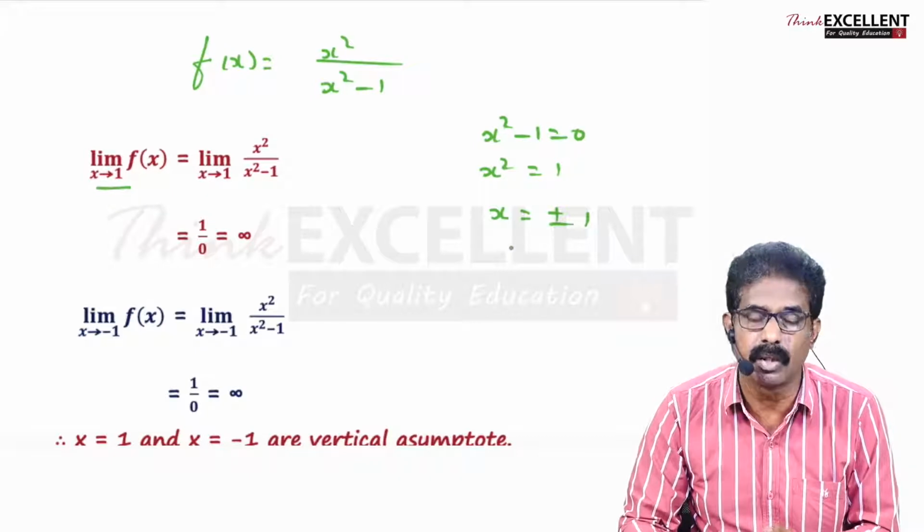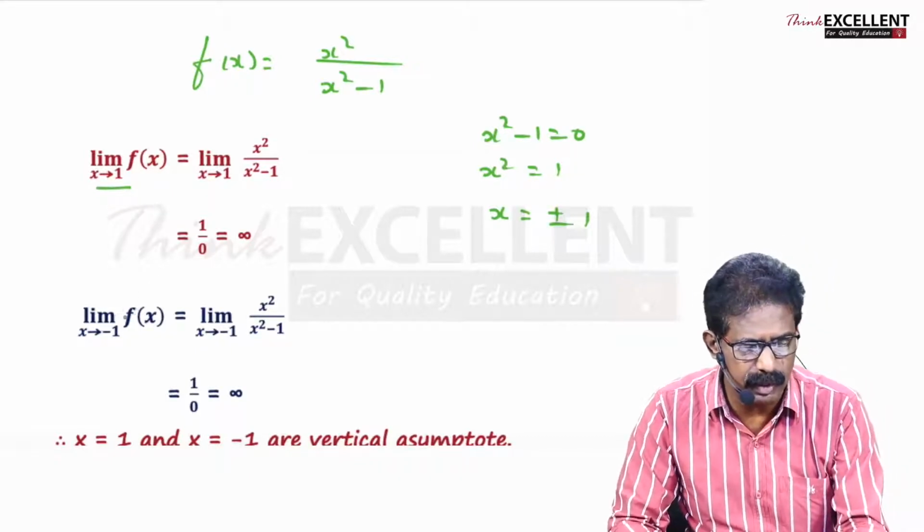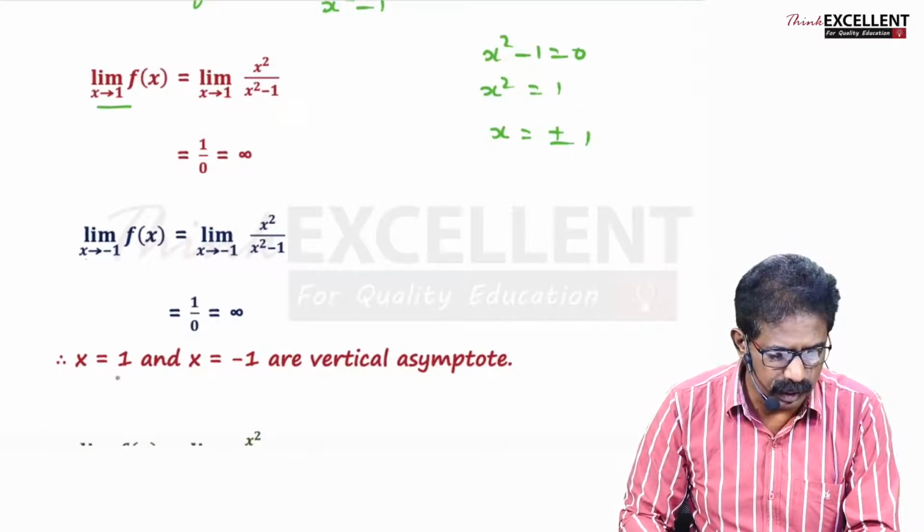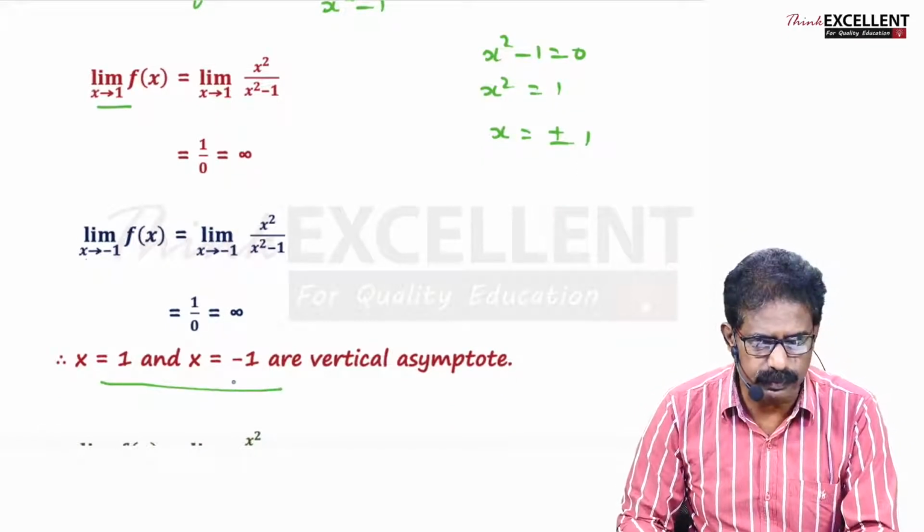Second value, x equal to minus 1. You substitute and apply the limit, limit x tends to minus 1 of f of x. There also you are getting infinity. So these are the two vertical asymptotes.